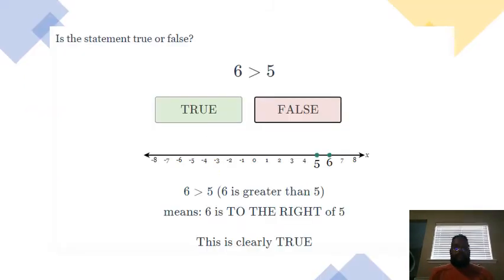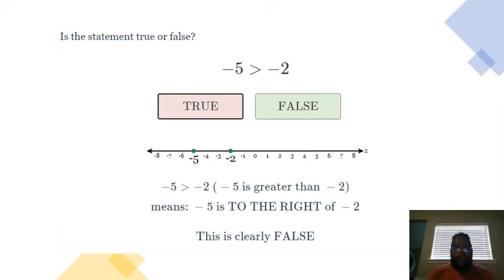So let's take a look at this. It says 6 is greater than 5. Is this true? Yes, this is clearly true. 6 is a bigger number than 5. Now, if you look at the number line, 6 is to the right of 5. If the number on the number line is to the right, it is bigger. And while this may seem like something that's common sense, when we get into the negatives, we have to keep that same train of thought. What are the positions on the number line?